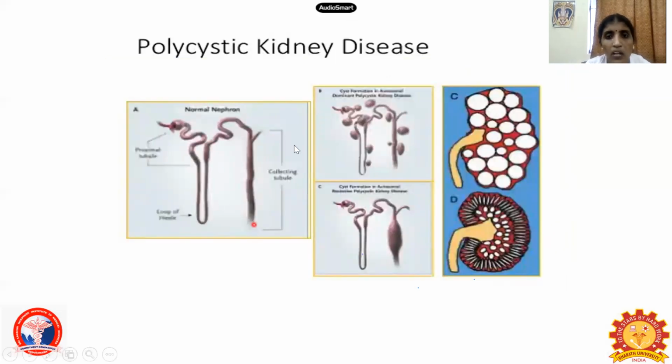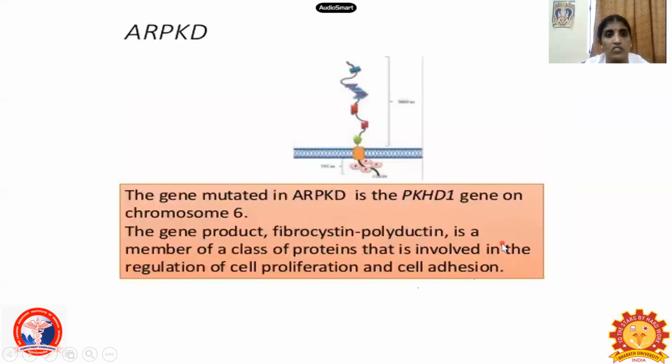So this is normal. This is adult polycystic kidney, where you can see cysts anywhere along the nephron. So there is involvement of both cortex and medulla, but you can see in childhood only the medullary region is involved. So the cysts involve the medullary region. These are the radiating type of cyst.